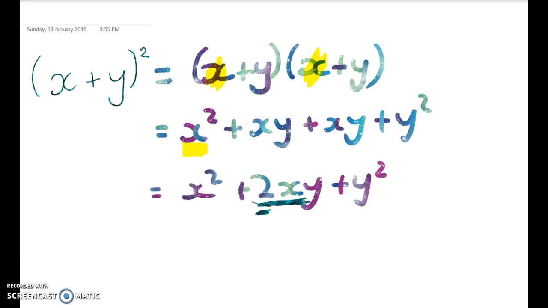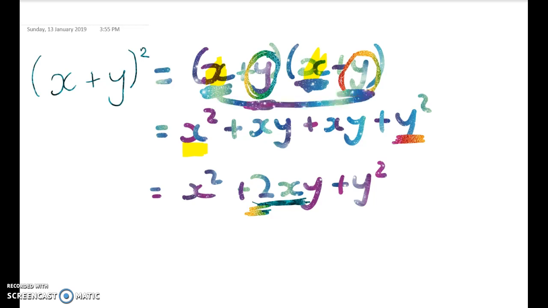And the y² happens when I get this y from this bracket and when I choose this y from this bracket. So there's only one way for that to happen. So there's an invisible coefficient there of 1. Now what about the 2xy? Well, that's happening because I can either take the y from the first one and the x from the second one, or I can get an xy combo when I'm choosing the x from the first one and the y from the second one. So there are two ways for that to happen.